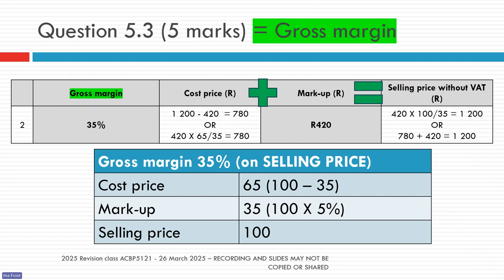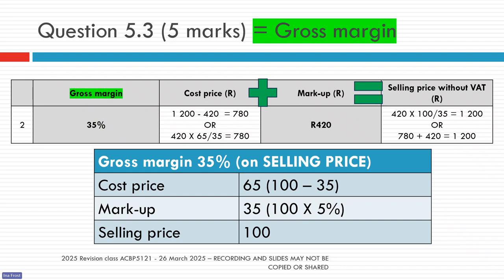This one, the markup, or rather the gross margin, is 35%. So the selling price is 100%, because remember, a gross margin is a percentage on selling price. So the selling price is the 100. Then we have to work back to discover what will be the cost price. So the selling price is 100. The profit or the markup is 35%. So the original cost price then must be 65%. Because remember, your cost price plus your profit equals your selling price.